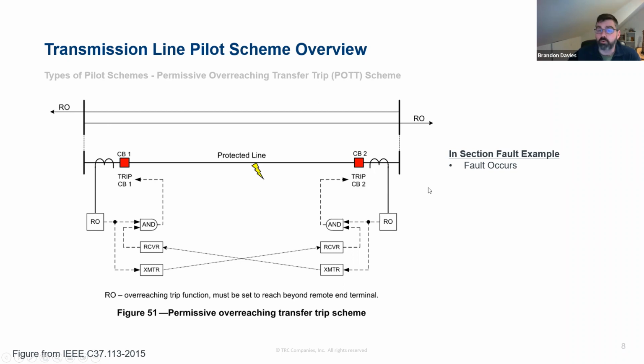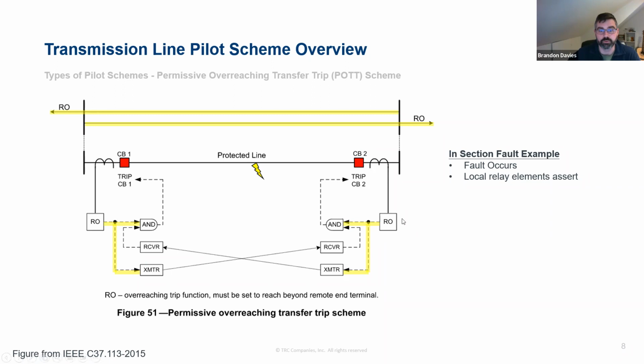So the sequence of what would happen for a fault on this protected line is the fault occurs, the relay elements, the overreaching elements programmed to this scheme on both ends, see the fault because it's within their zone. And this arrow is kind of showing the zone of protection here. And the relays will then assert their logical bit to say there's a fault within my overreaching zone.